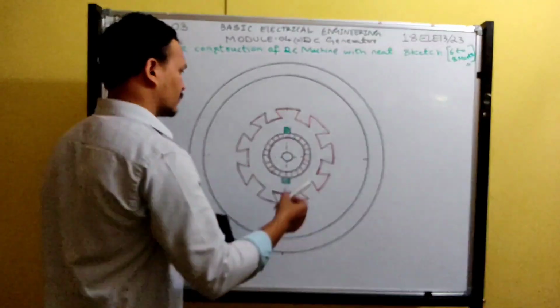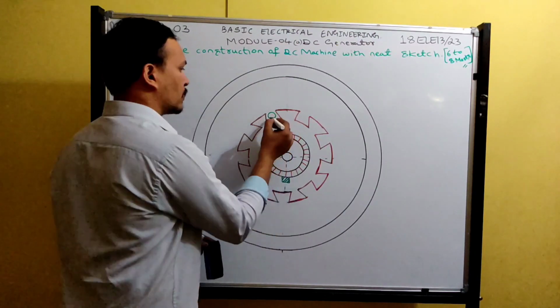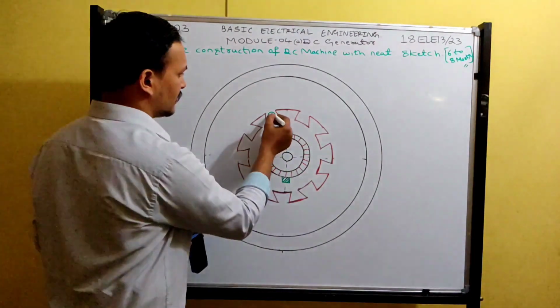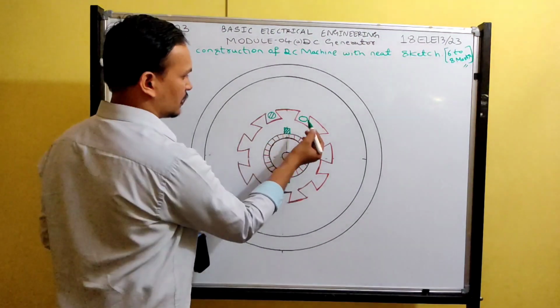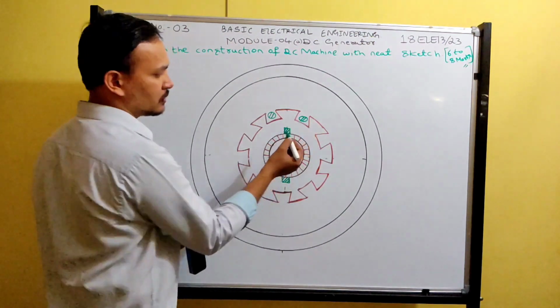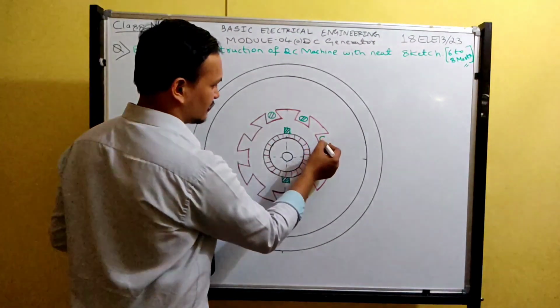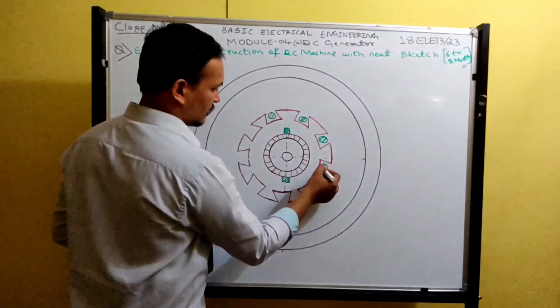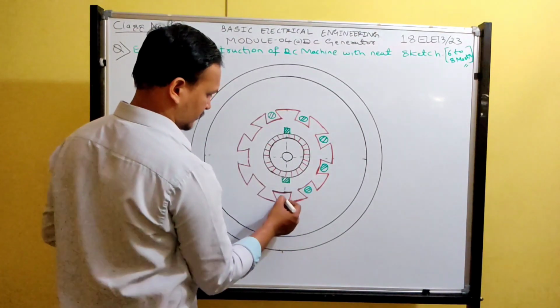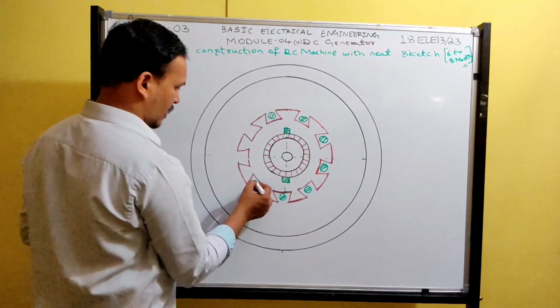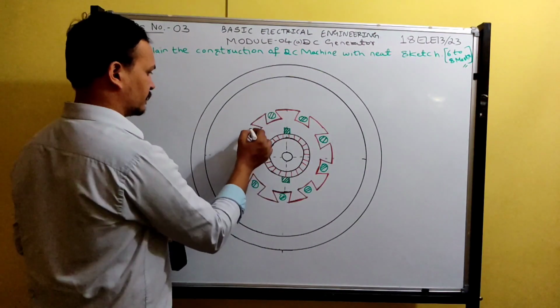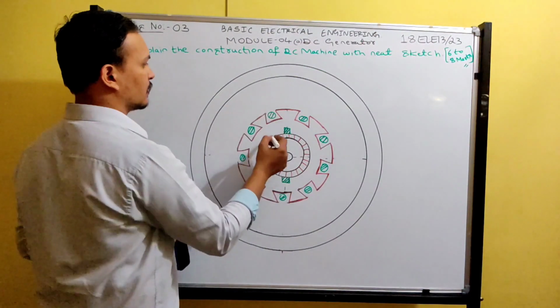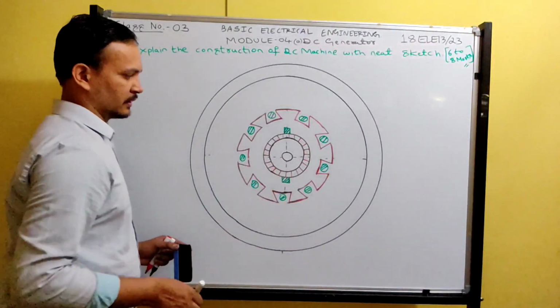Now inside this you draw the conductor, wherever an opening is there. Draw one small circle and draw two lines inside that. What are all these? These are all conductors, the armature conductors. Understood? So I covered everything.